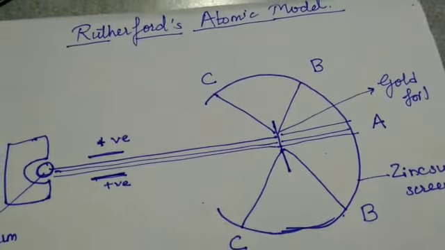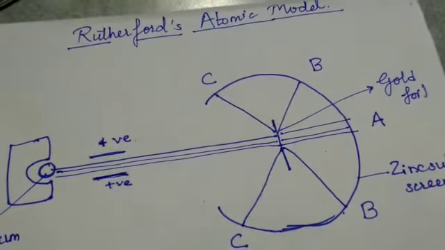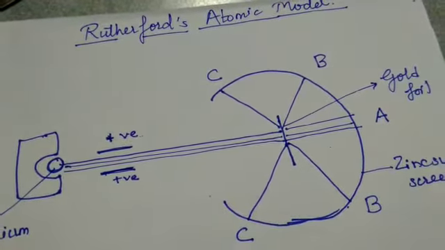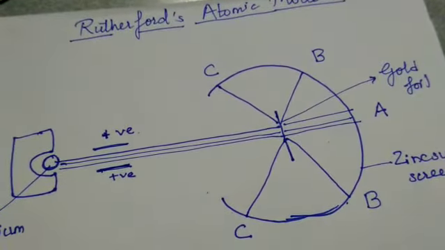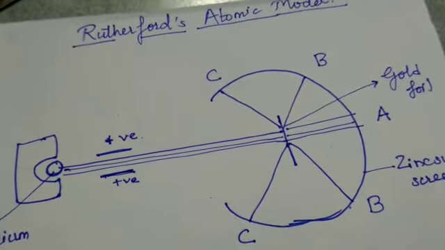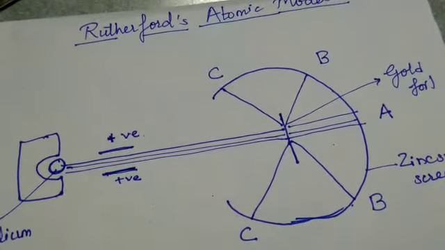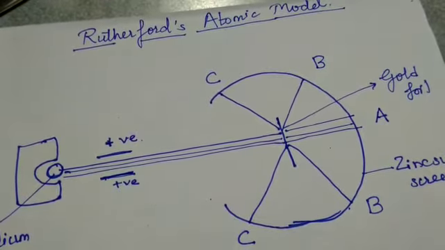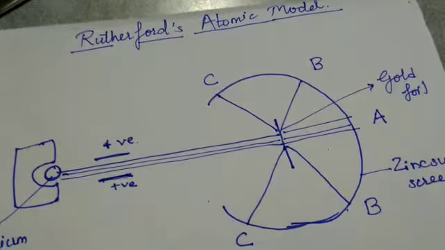So in the last video we have seen how J.J. Thomson put forward the model of atom. Model of atom means how the electrons and protons are arranged within an atom. Now according to J.J. Thomson, the positively charged particles are evenly spread throughout the atom.